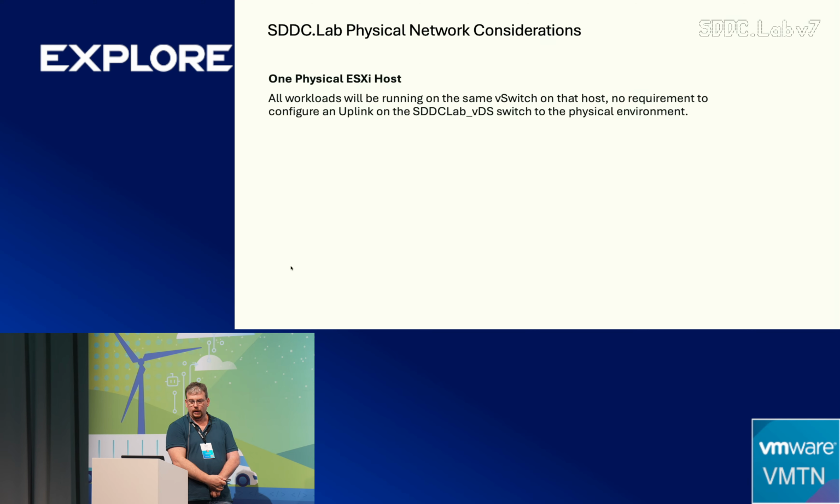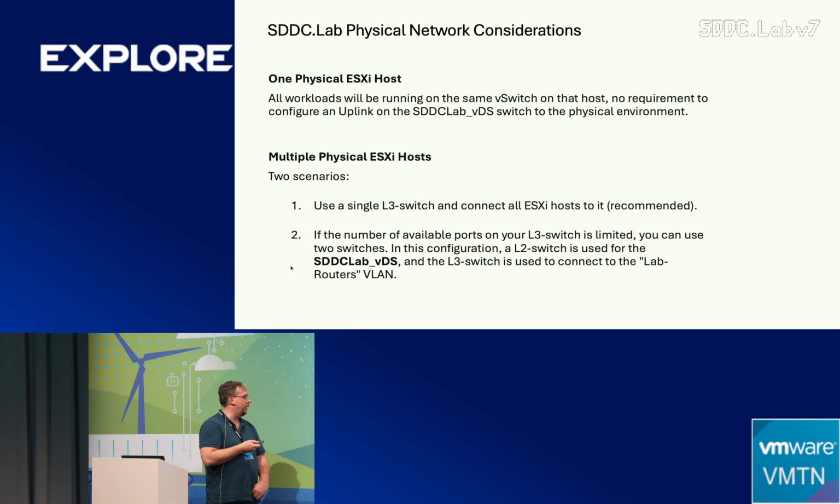So when it comes to the physical ESXi host that this is running on, as I mentioned, it's a nested deployment. So we run ESXi virtual machines on a physical ESXi host. If you have just one ESXi host, it's pretty simple. All the VMs will be running on that host. You don't have to think about VMs moving around in the network. It's all quite simple. We're going to build an SDDC Lab VDS switch for you, and that one doesn't require an uplink to the physical network, because everything is done within the host anyway.